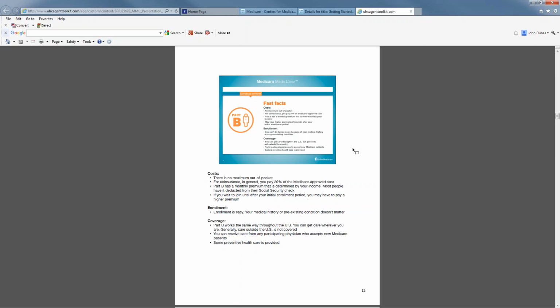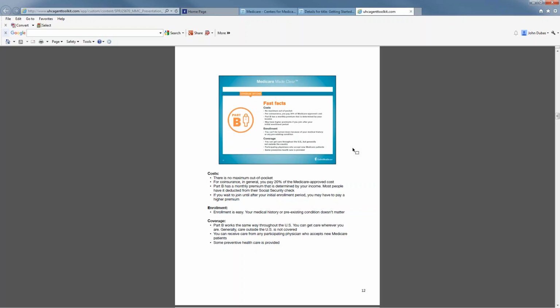Part B does have a monthly premium that's determined by income. Most people have it deducted from their Social Security check. If you are one of the individuals who has chosen to defer their Social Security draw, well, they're going to charge you quarterly for it, and you can pay it that way.